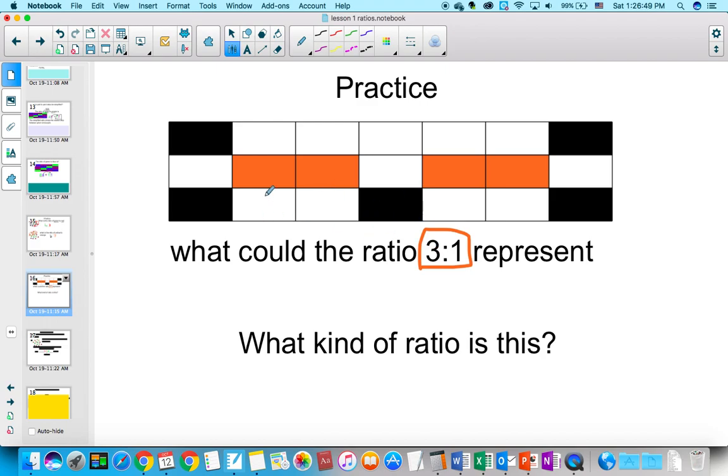So a 3 to 1 ratio. So I like to do this. I like to look at, okay, well, how many of each kind of square do we have, or rectangle? We have 1, 2, 3, 4, 5 black, right? We have 5 black.